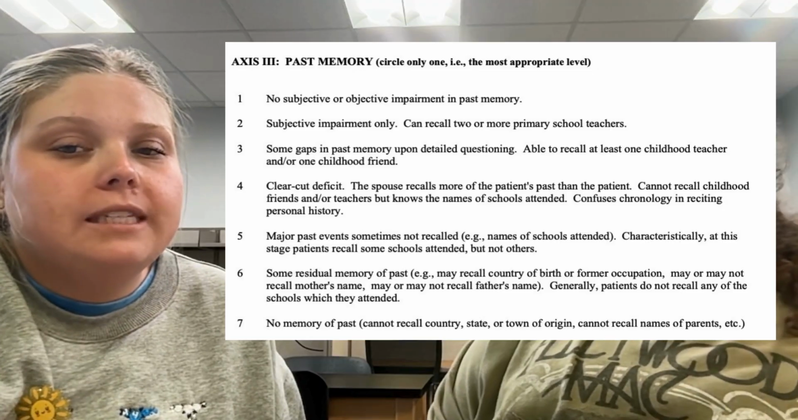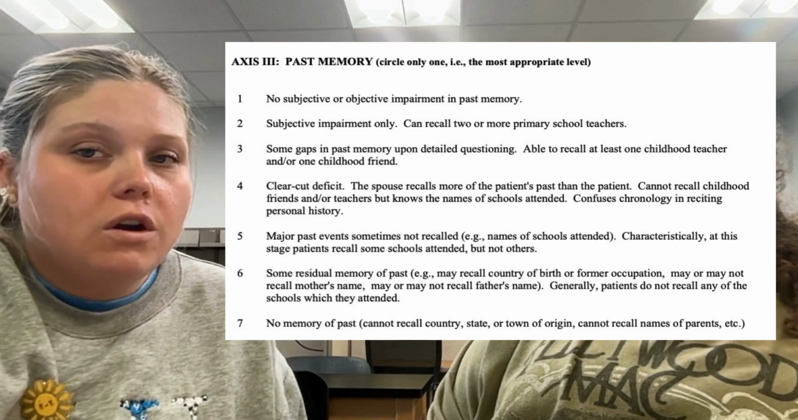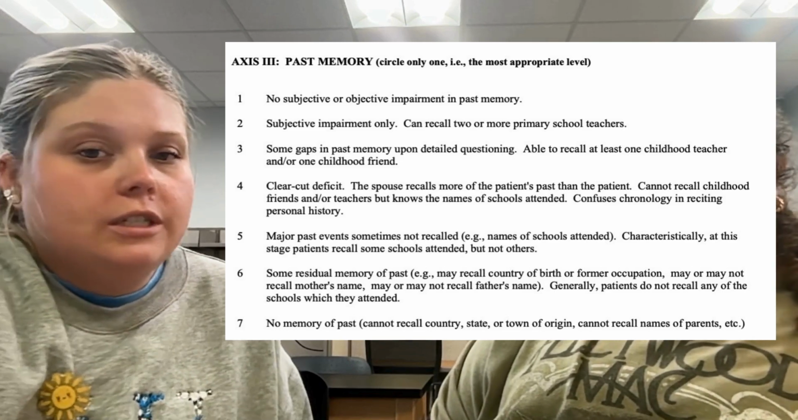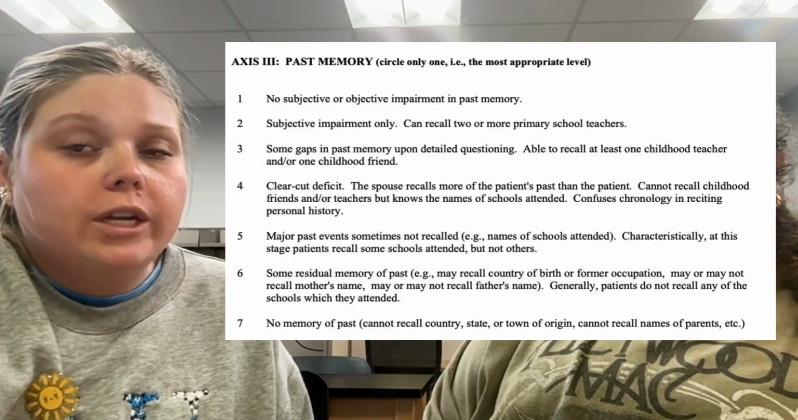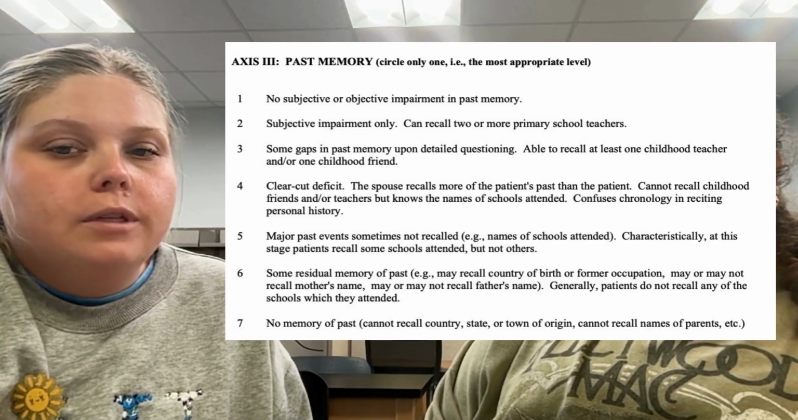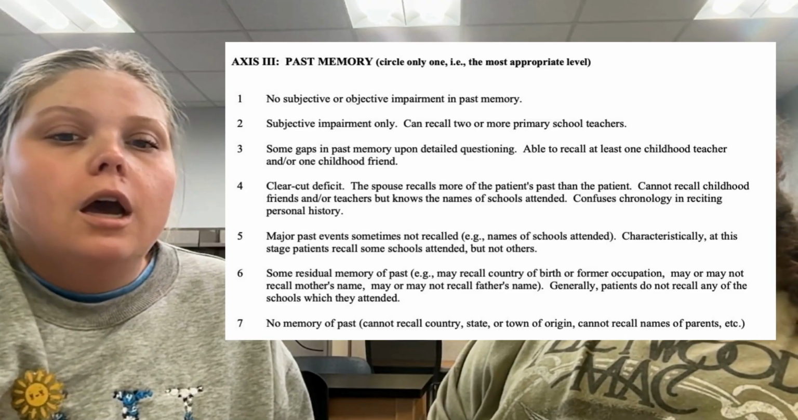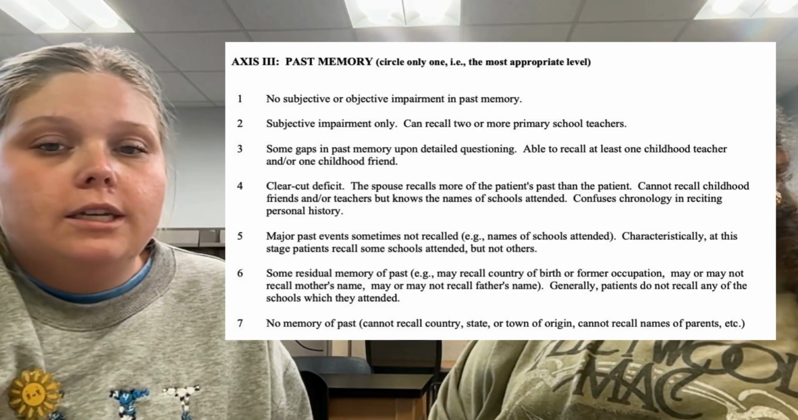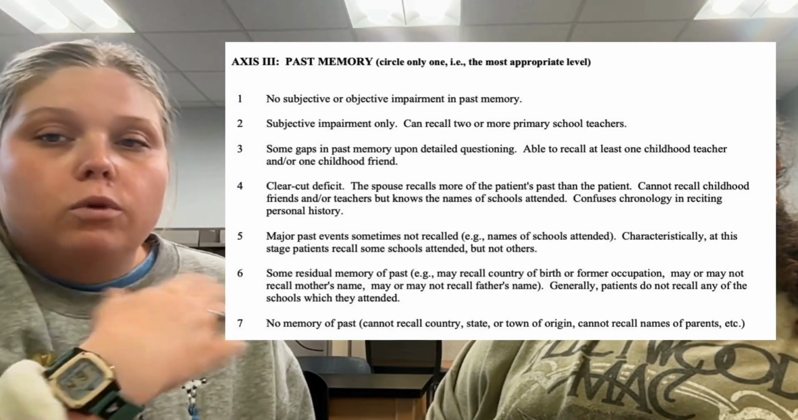This one's very specific. The more specific the answers are, the better. So if you get a vague answer, try and push for more. You can ask follow-up questions to try and pull it out. Recalling 2 or more childhood teachers is a score of 2. 1 teacher or a friend is a score of 3, and so on. Like I said, the more specific, the better.